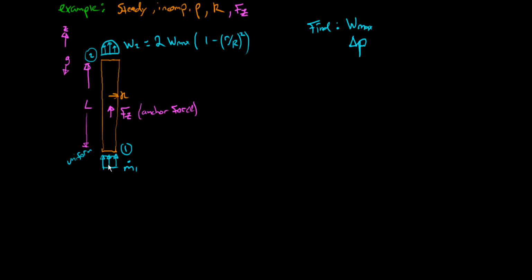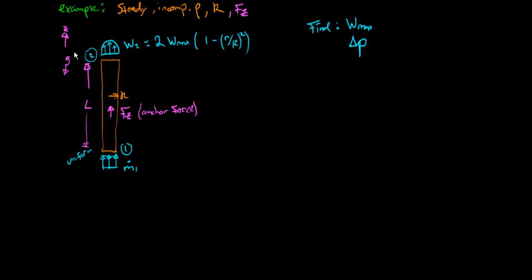Going in is a uniform flow. We don't know the velocity, but we do know the mass flow rate. Going out is this non-uniform profile because friction has done its job over the course of this pipe. And so we get this non-uniform profile, but they've given us the equation of that profile as a function of radius, and they've also given us the radius of the pipe. There's an anchor force, which they've measured and told us the number. There's a length, gravity points down, and z is going to point upward.